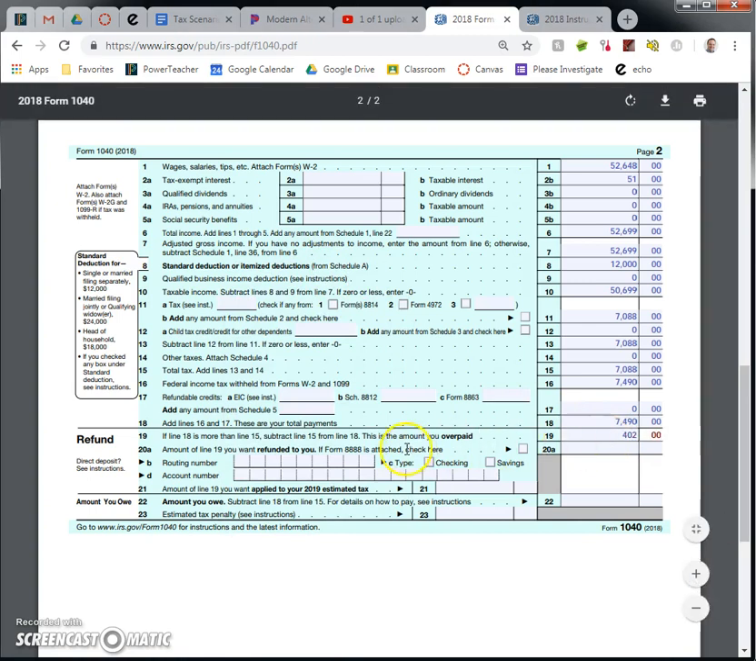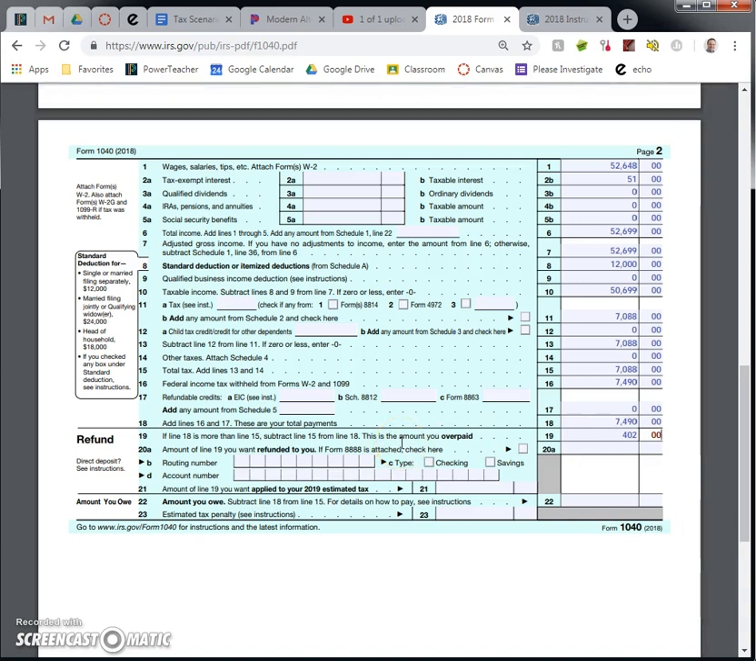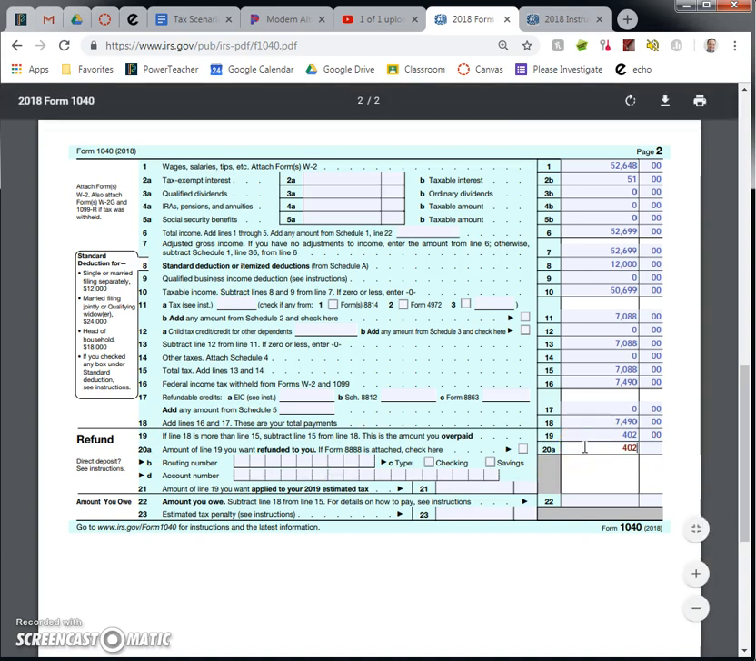Okay. So here's the deal. This is the amount that Marcus is going to get refunded to him. He paid $7,490 in taxes, and he should have paid $7,088, because he paid more than he should have, they're going to give him a refund back. This one, of course, Marcus wants all $402. He doesn't want the government to keep any of it, so we're going to do that. And then, because he wants a direct deposit, you would fill out his routing and account numbers here.